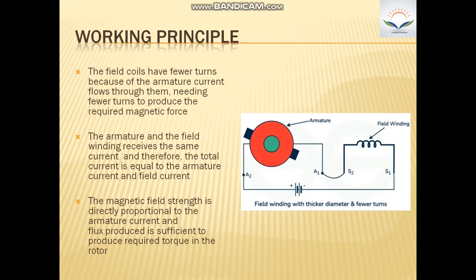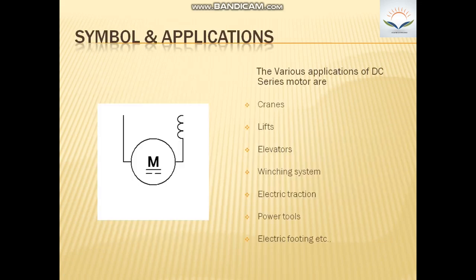The field coils have fewer turns because of the armature current flowing through them, and to produce the required magnetic force. The armature and the field winding receive the same current, and therefore the total current is equal to the armature current and the field current. The magnetic field strength is directly proportional to the armature current, and the flux produced is sufficient to produce the required torque in the rotor assembly.